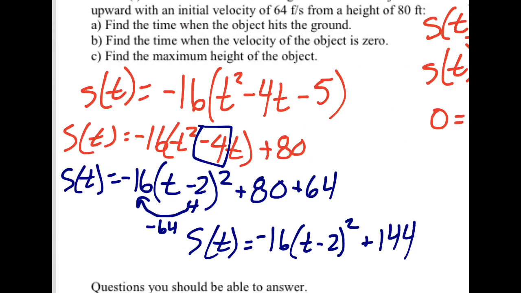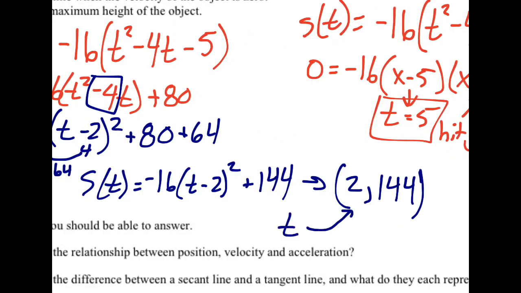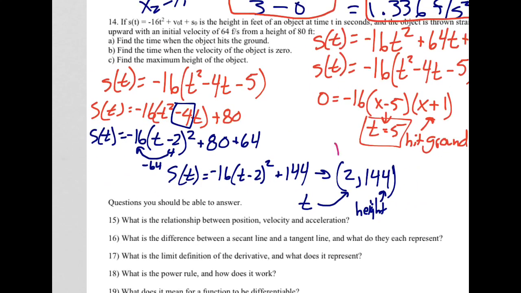I get 144. So again, this is going to correspond to the vertex 2, comma 144, which means that the 2 is your time t when the object has a velocity of 0, and the 144 is the maximum height of that object. So I'm super done with this problem, and it was cool because we didn't even need a calculator.